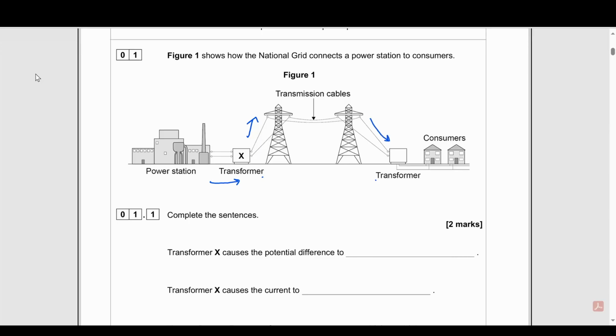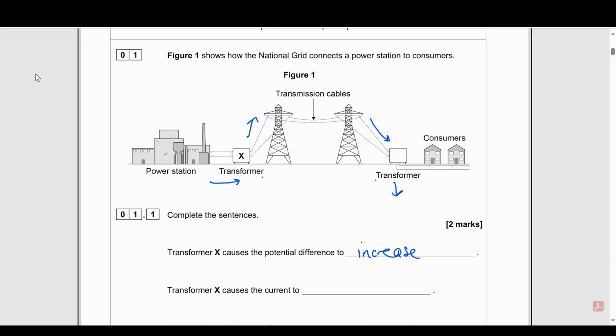So transformer X will be the transformer that increases the potential difference, and we call that a step-up transformer. So that will cause the potential difference to increase. So that means that we know that this transformer here will be the step-down transformer.